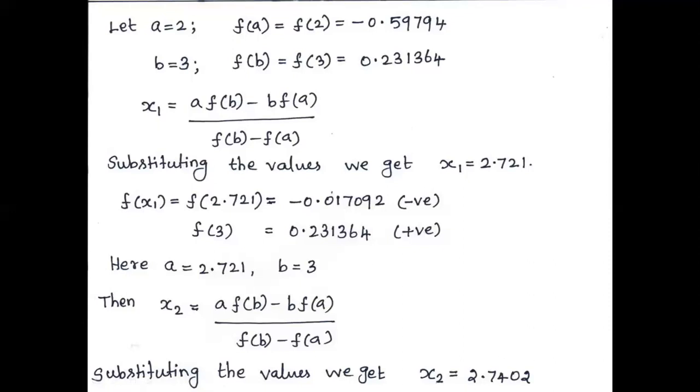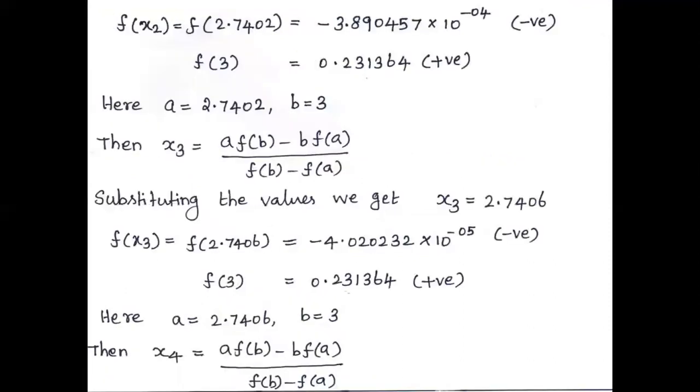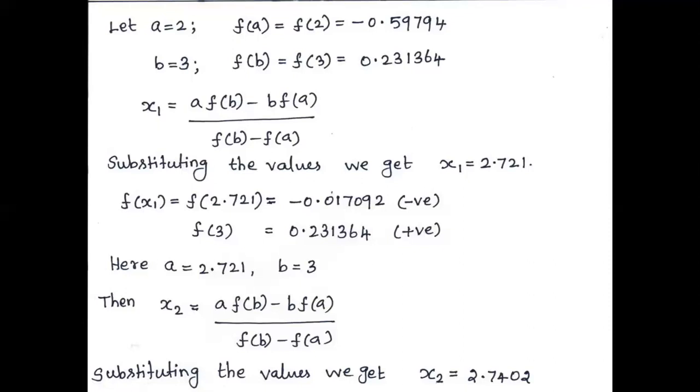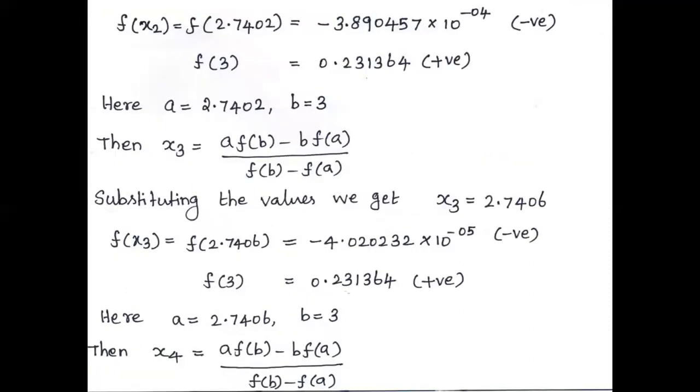Now check x1 and x2, there is a difference. So we have to do the third iteration. For that we need to calculate f of x2. That means here we got x2 2.7402. We need to use that for calculating f of x2. Here we got f of 2.7402 is a negative value. So the positive value is f of 3. We need to choose f of 3 and f of 2.7402. So that means the interval is 2.7402 comma 3.